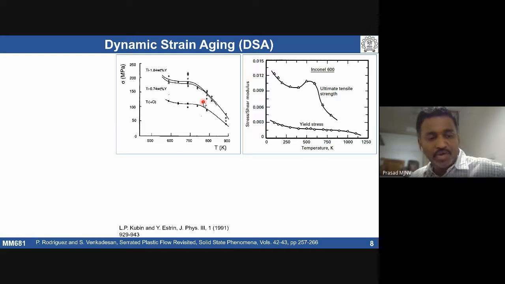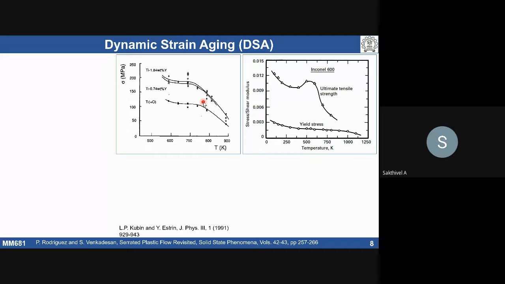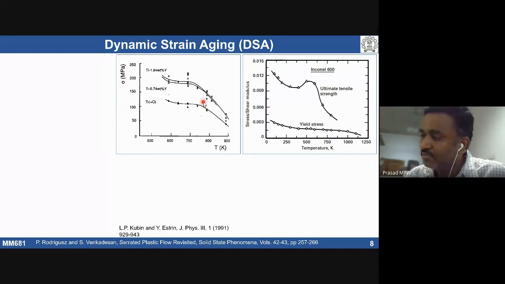I hope many of you know about blue brittleness in steels. Does anybody have an idea about blue brittleness? Yes, sir. During warm rolling of the material, we can see blue brittleness. Yes. Basically what happens is the fracture strength is going to increase, it becomes brittle in nature, and ductility is going to come down.